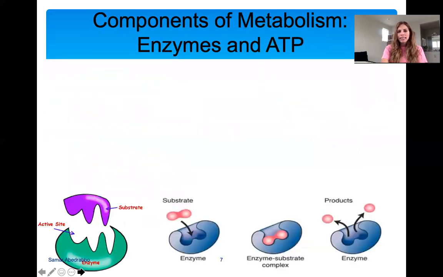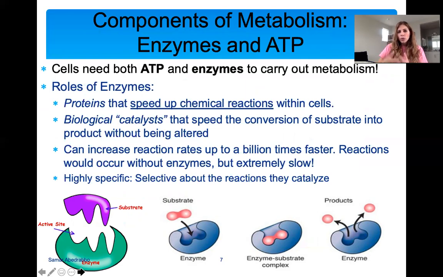Now we're going to talk about enzymes. So before I get into metabolism, I just wanted to talk about what ATP is, what enzymes are. So cells, in order to do metabolism, to break down things and also to create things, they need ATP, but they also need enzymes. Enzymes are proteins. So in the macromolecule world, if I ask you what is the one function of protein, it is that they're enzymes. Enzymes are proteins that speed up chemical reactions within cells. That's the definition of an enzyme. It's something that speeds up a chemical reaction.